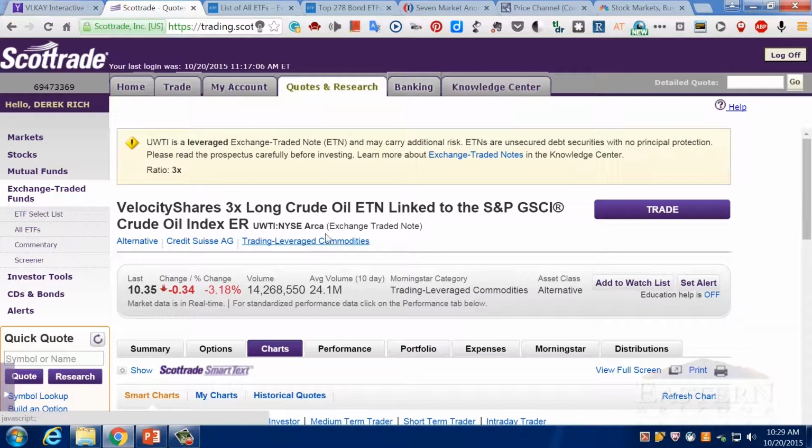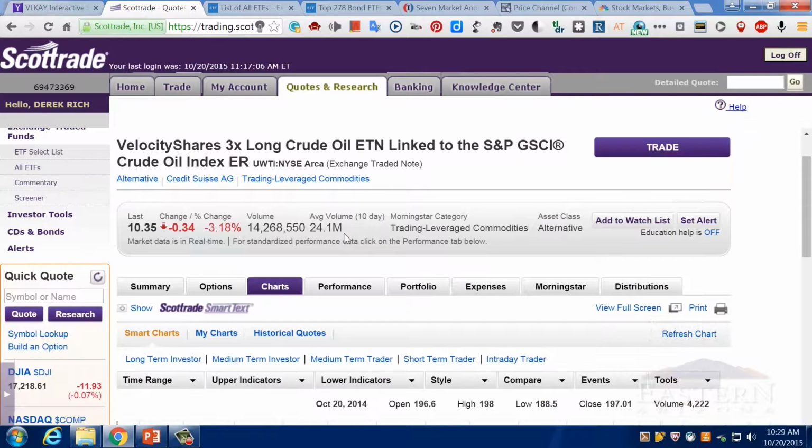All right, this is my UWTI. All right, and I will explain on this one. This isn't actually like a stock. It's actually betting on the price of crude oil. And this one is even more volatile because look at the title of it. Velocity shares 3 times long crude oil. What does that mean?